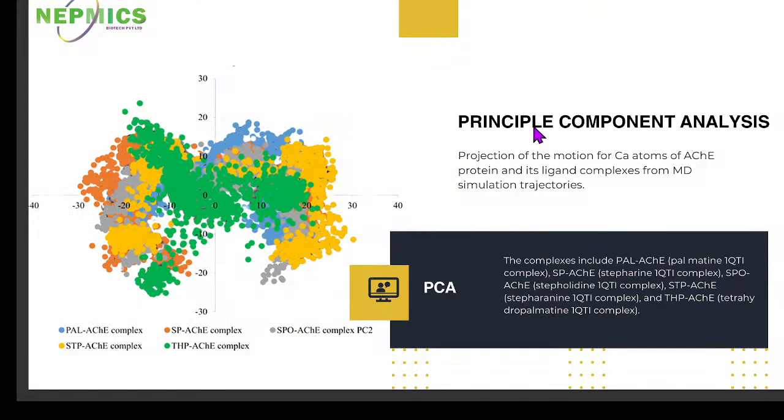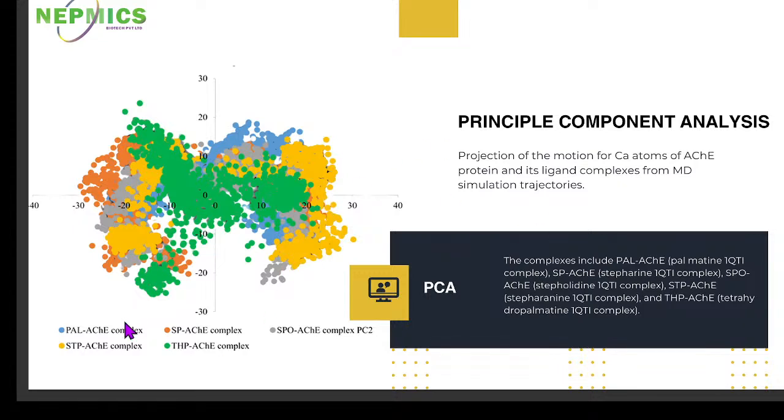And now let's talk about the PCA plot. PCA analysis, principal component analysis, is an analysis that particularly works on the alpha carbon atoms of the protein. Different colorations denote different complexes. For example, blue color denotes the palmatine complex, gray color is for stepholidine, SPO, then orange for stepharine, yellow, and then THP, tetrahydropalmatine, for green coloration. And it gives the dynamic behavior of the molecule.